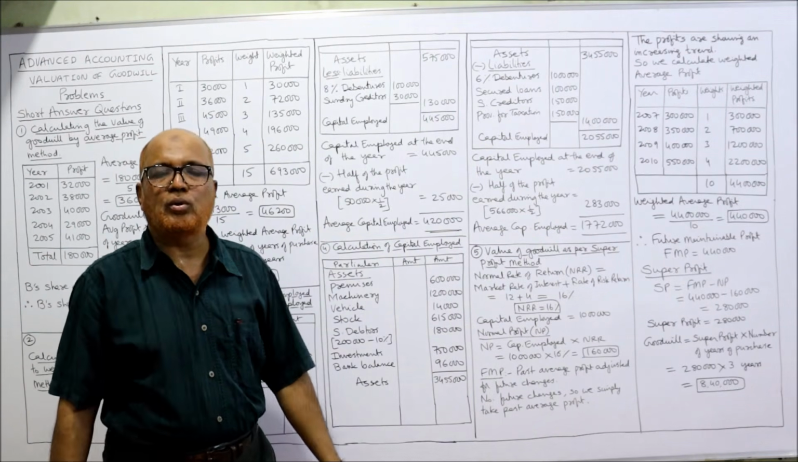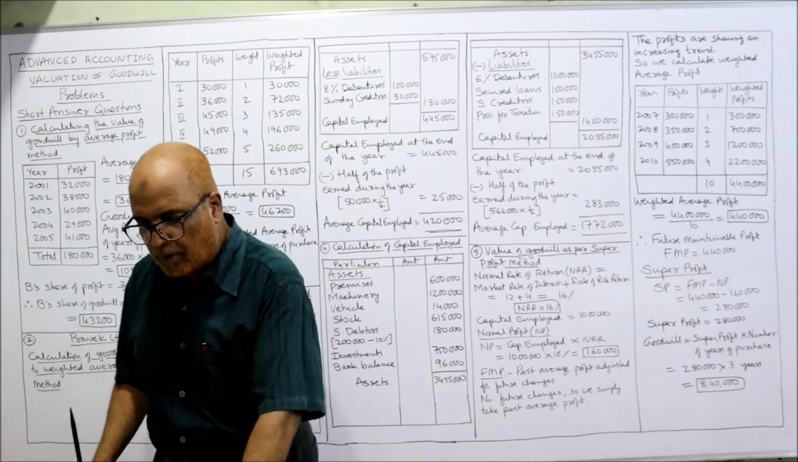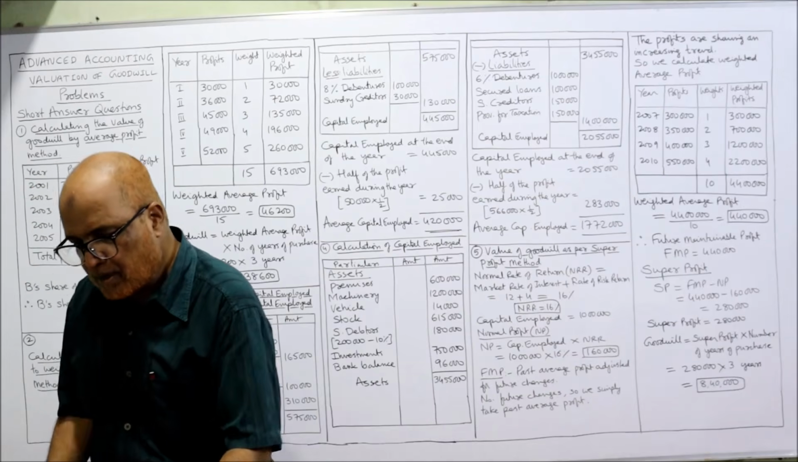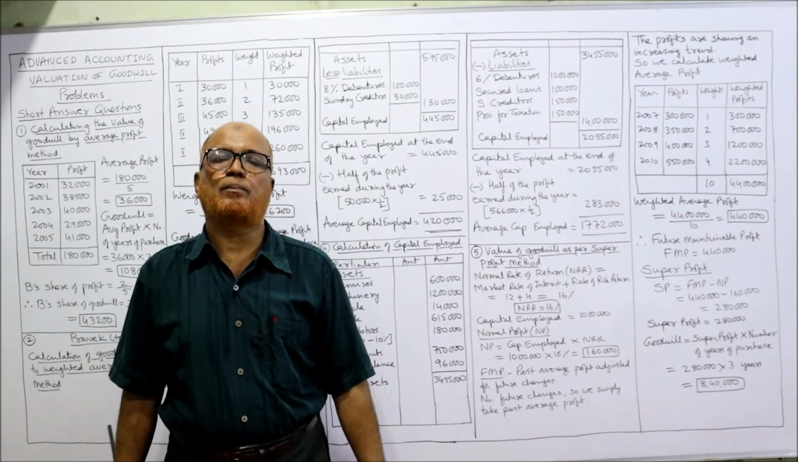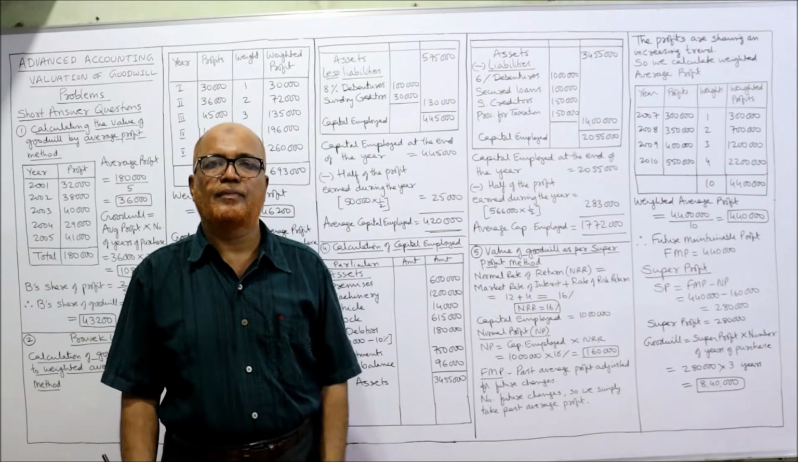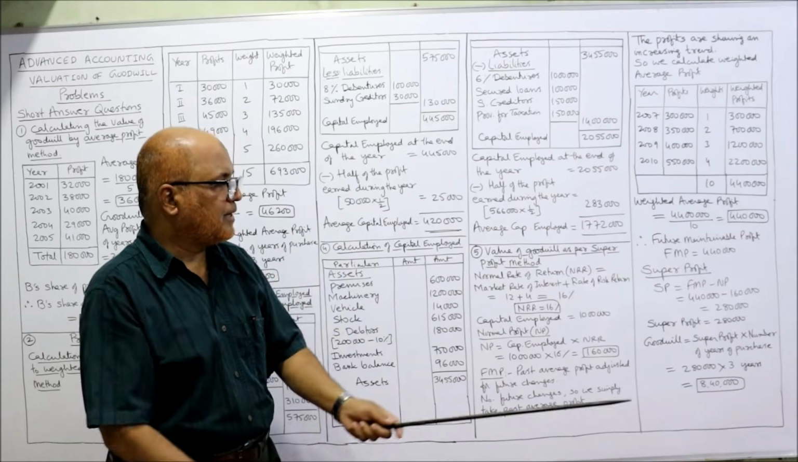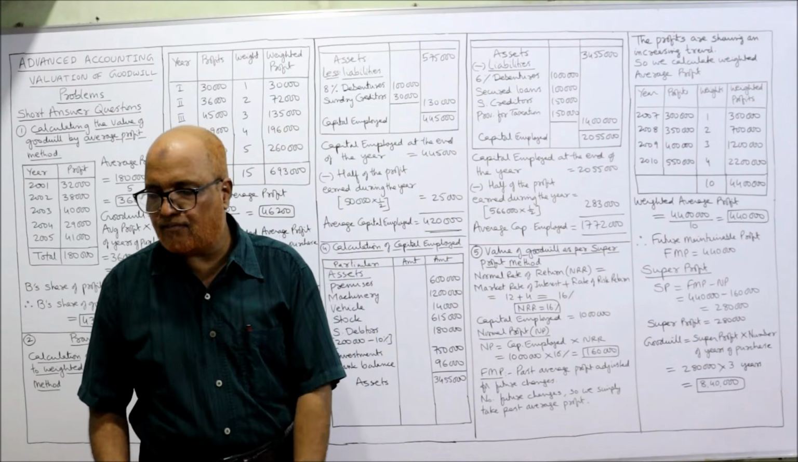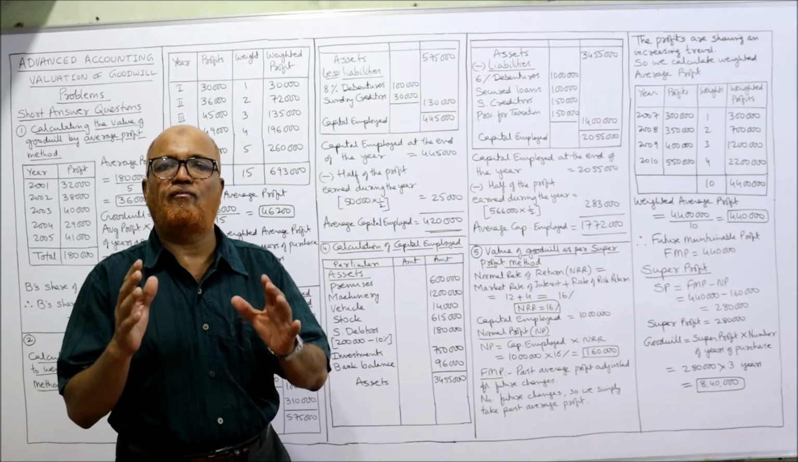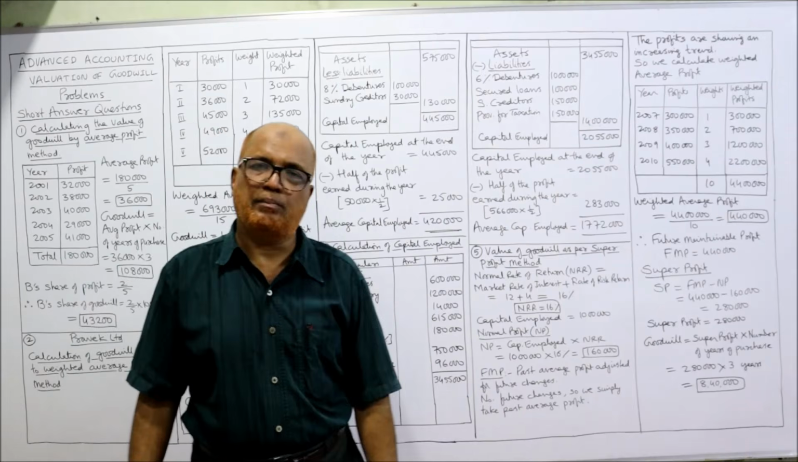Now goodwill is equal to super profit into number of years of purchase. So in the problem it is given how many years of purchase? Compute the value of goodwill on the basis of 3 years purchase of super profit. So whatever super profit we got, multiply by 3. So 2,80,000 into 3, you will get 8,40,000. That is the value of goodwill according to super profit method.